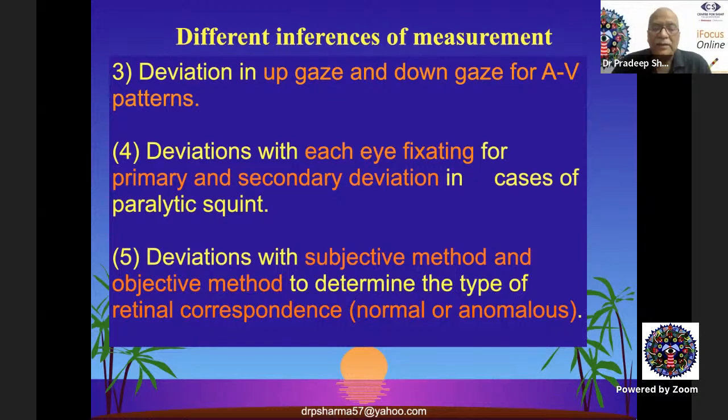The fifth measurement which you have to keep in mind is subjectively or objectively. Now, if you measure it with the help of PBCT, you are doing an objective measurement. But if you measure with the help of Bagolini glasses or the Maddox rod and do a subjective measurement, it will give you a different measurement if there is an abnormal retinal correspondence. But if both are same, it's a normal retinal correspondence.